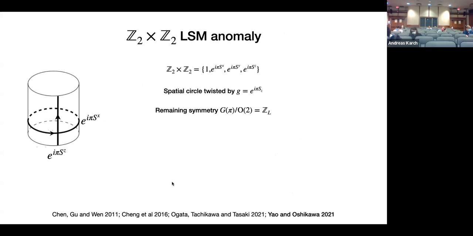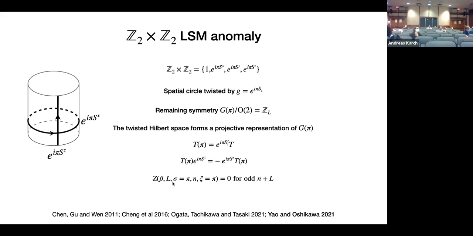So what I'm going to consider here is to put in the pi rotation of SZ along the spatial direction and put in the pi rotation along X in the time direction. They commute. The pi rotations always commute in SO(3), so we can do this. So this setup essentially only requires a Z2 cross Z2 subgroup, consisting of pi rotations of the SO(3). Again, we have a spatial circle twisted by the pi rotation around Z, and we are putting the pi rotation around X in the time direction.